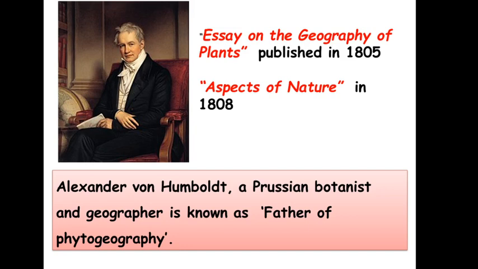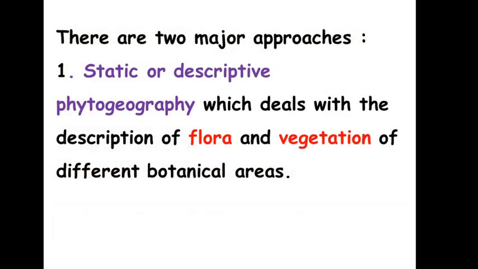He was a Prussian citizen. Prussia doesn't exist anymore at present. It has been broken into many pieces, distributed mainly in Germany, Poland, Denmark, Belgium, and a part I think has gone to Russia also. Okay, so just remember, Alexander von Humboldt is the father of phytogeography.